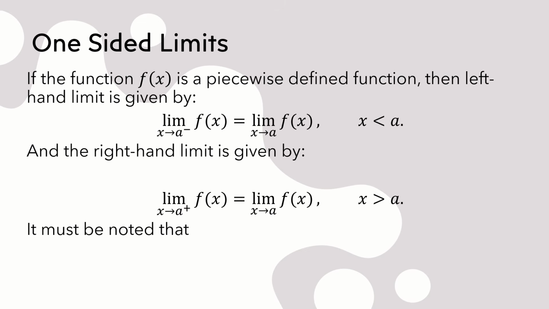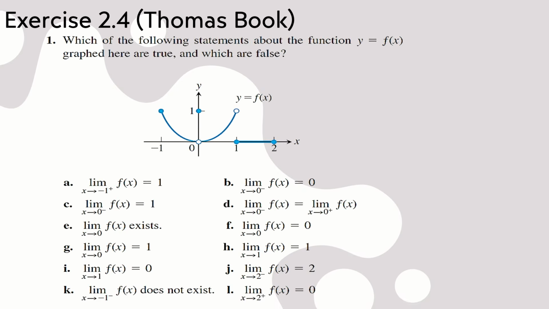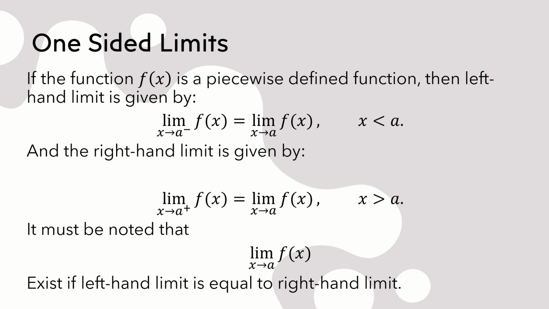Okay, so for existence of limit, you should note that the left hand limit and right hand limit should be the same if we say the limit at that point exists. So left hand limit should be equal to right hand limit if we have to check, or verify, that limit x goes to a, f of x exists.